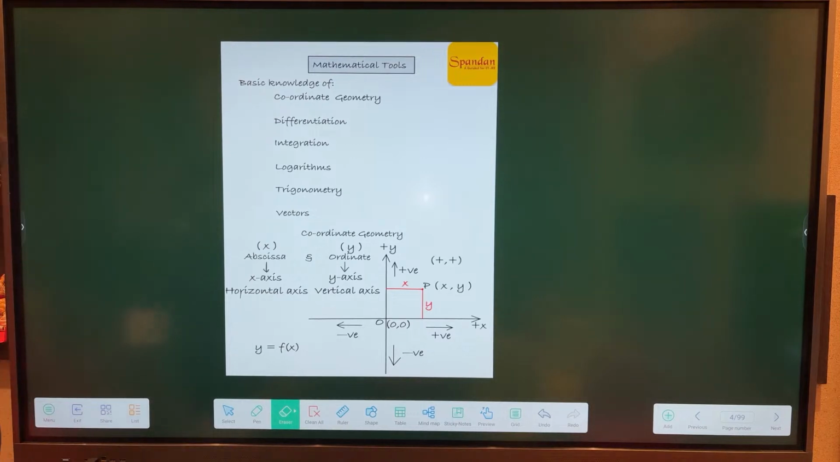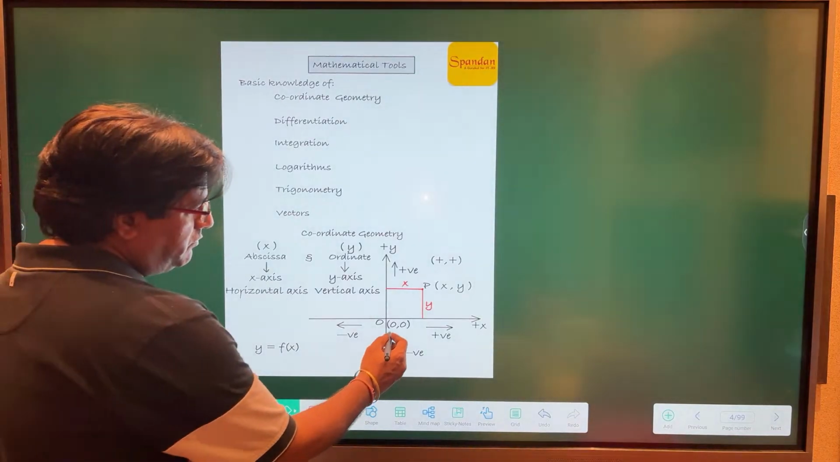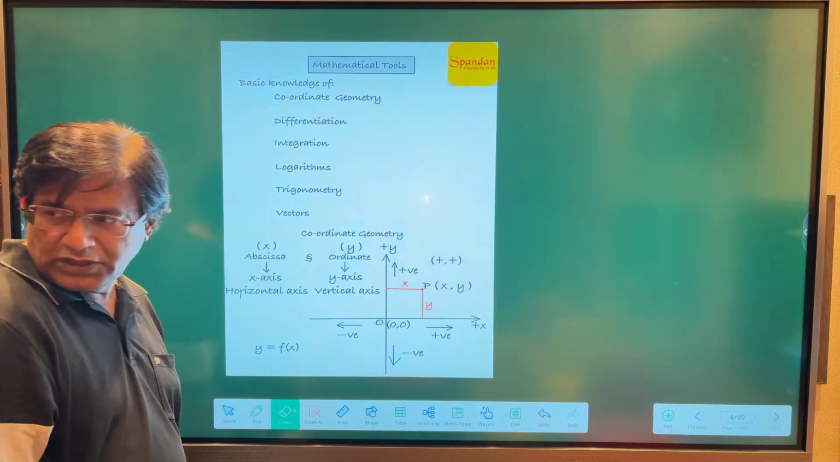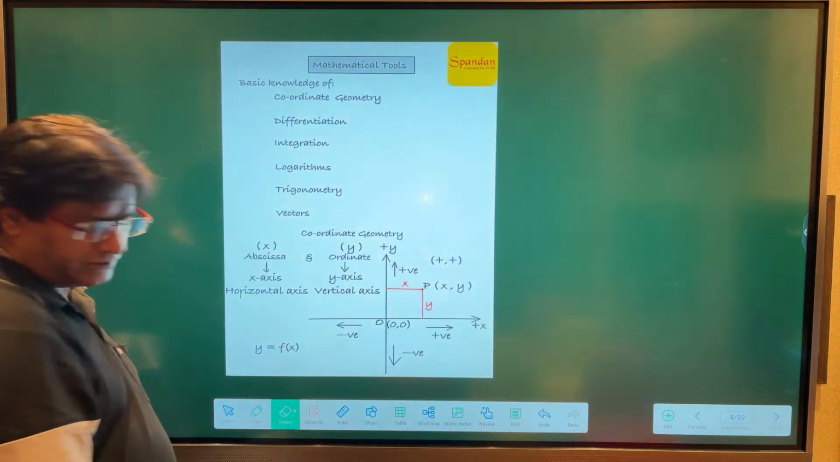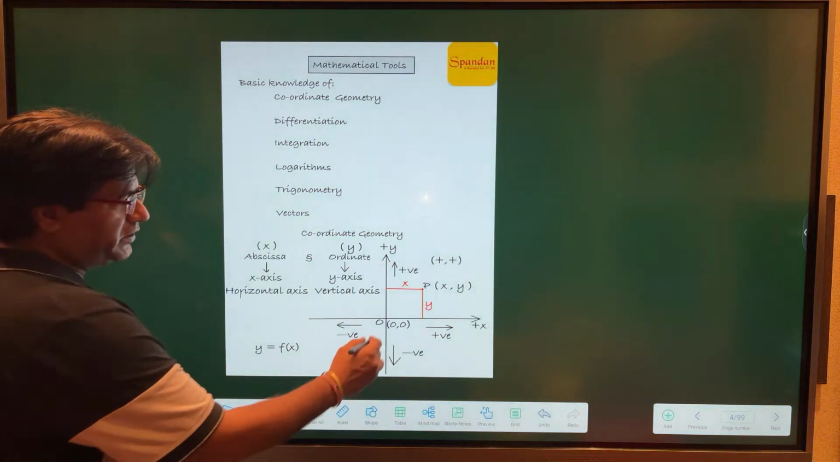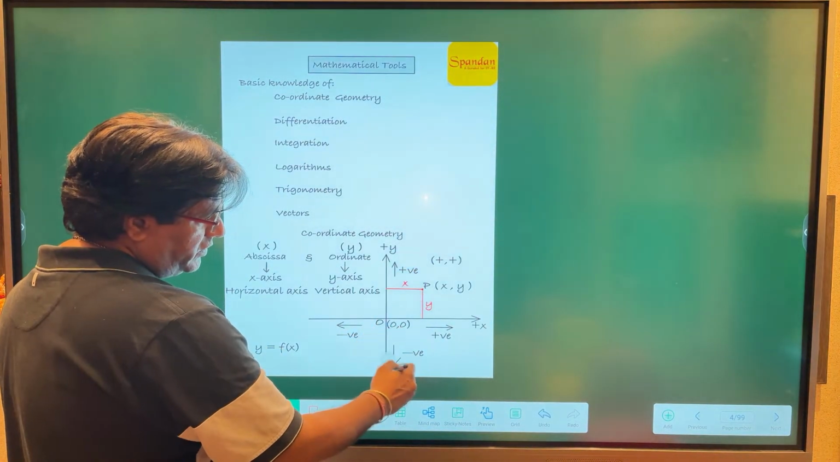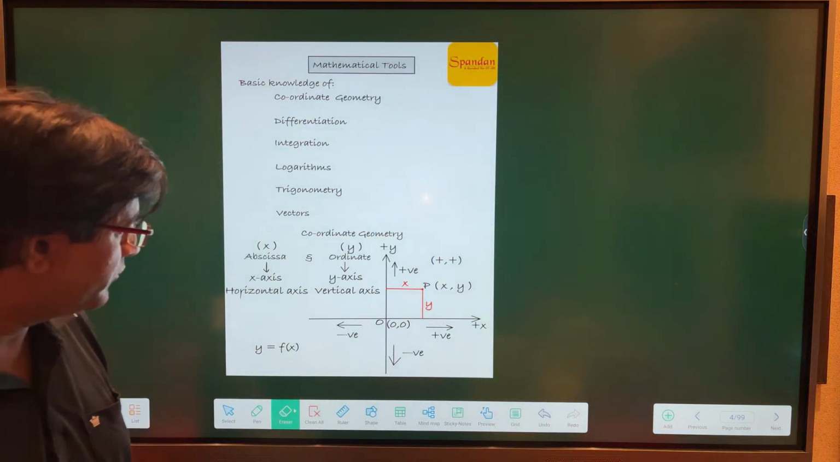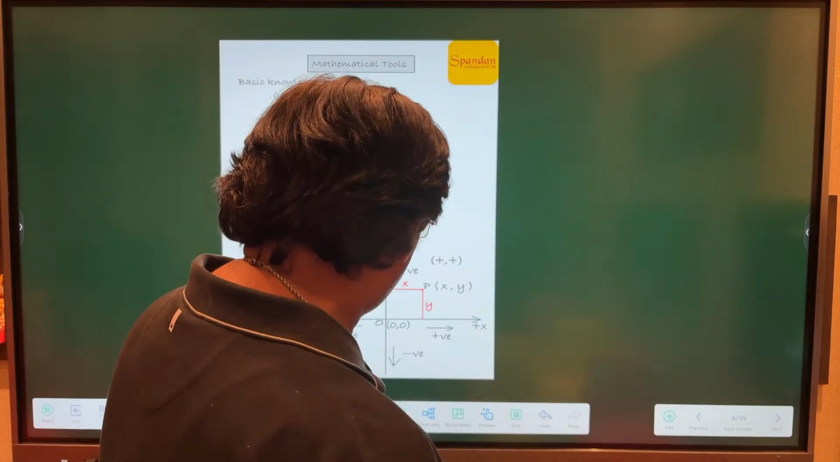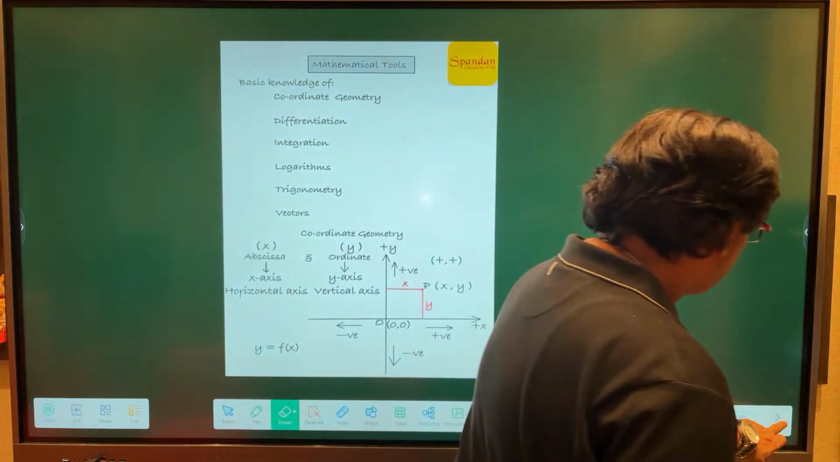So you can note this down once, okay? You will see that there will be an origin, which is a fixed point, and from the origin the right direction is taken as positive, the left side is taken as negative, vertically up is taken as positive, and vertically down is taken as negative. Right? These are the axes, x and y. Next.